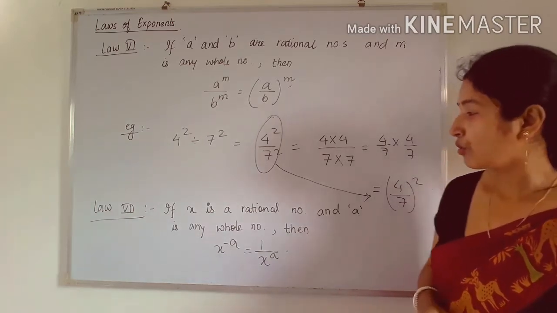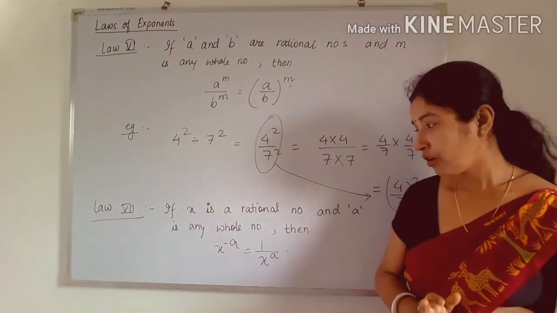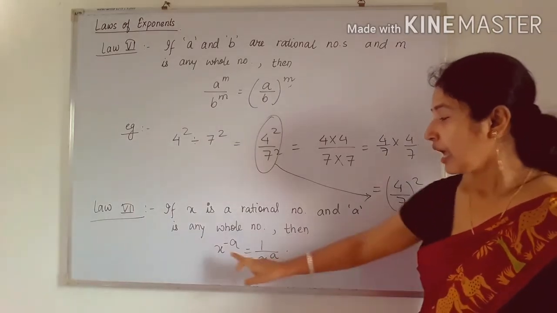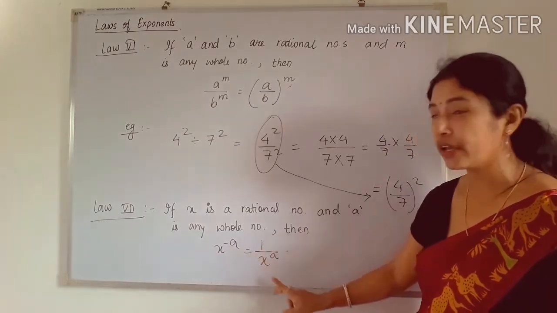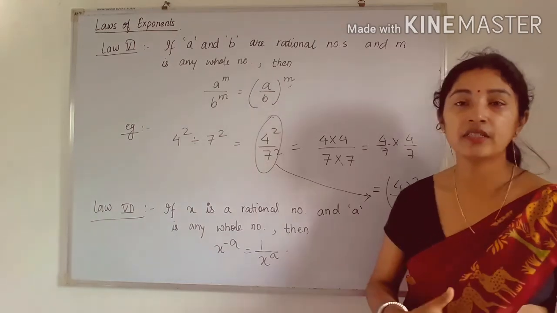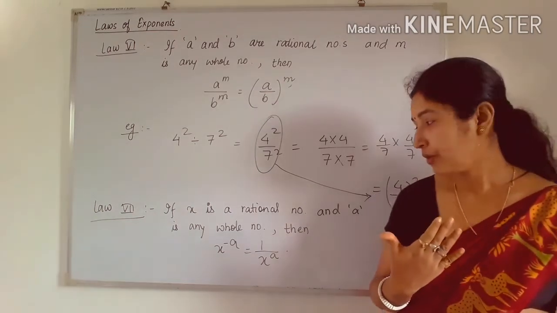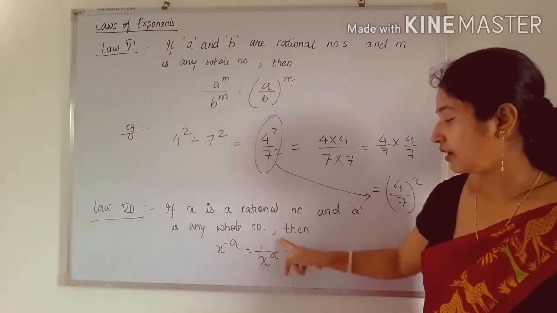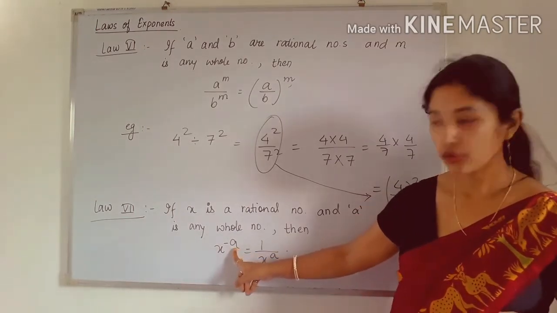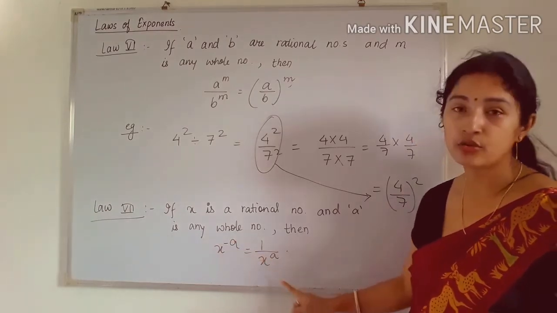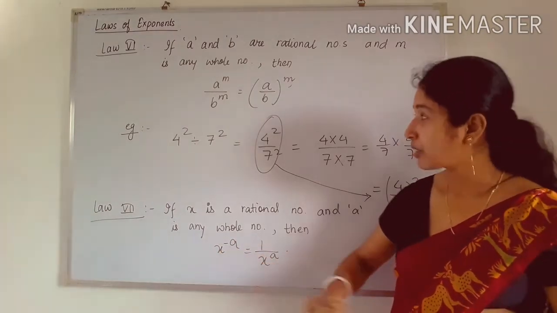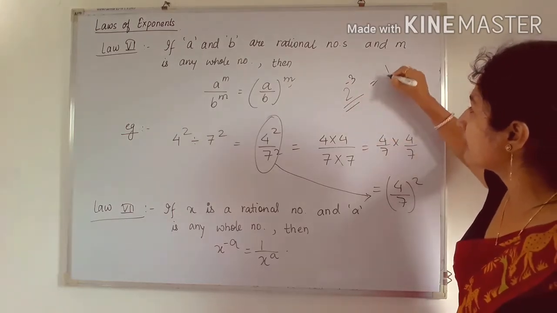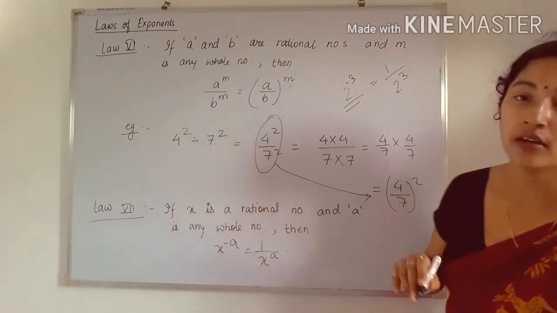Okay. So next come to the last law, law number 7. If x is a rational number and a is any whole number, then we can write x to the power minus a is equal to 1 by x to the power a. That means if there is any negative number in the power, we can write it like this. If suppose the answer you got is 2 to the power minus 3, you can write it as 1 by 2 to the power plus 3.